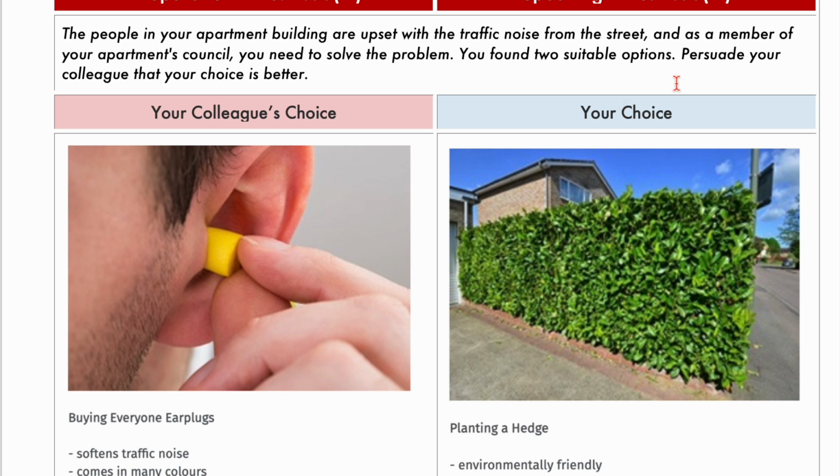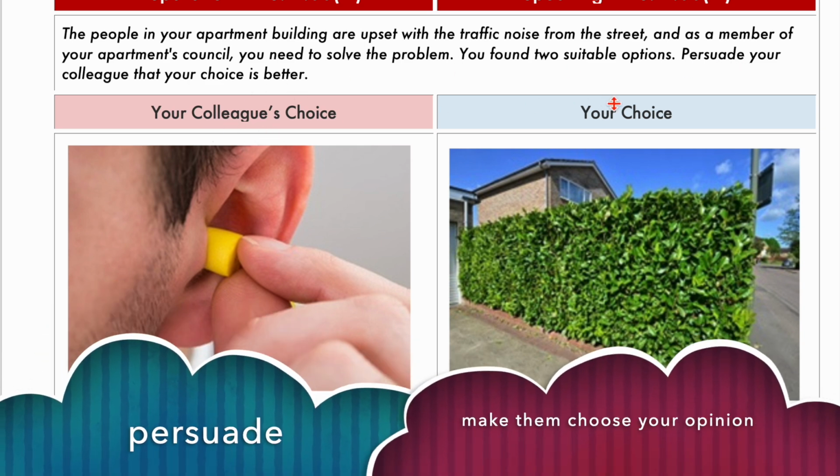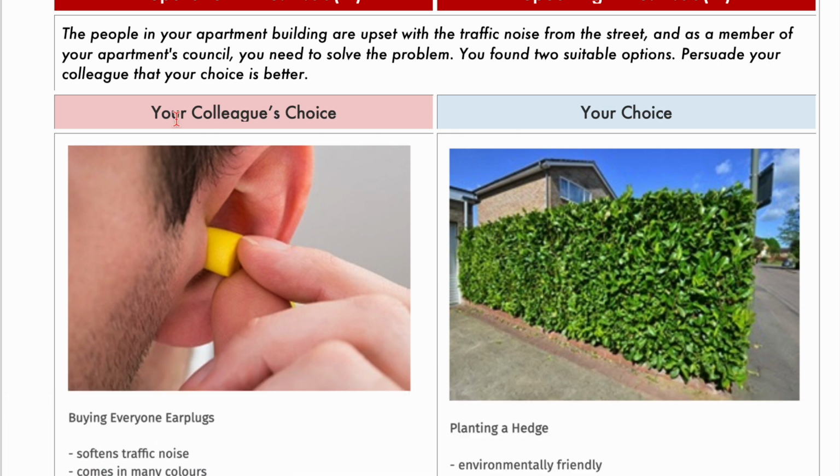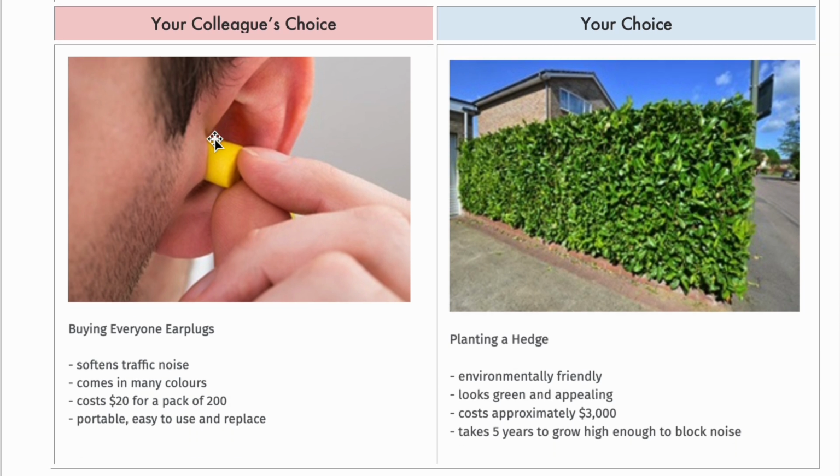Now it says persuade, convince, make your colleague choose your choice, or tell your colleague that your choice is better. Okay? So then, let's read. What is our choice? Planting a hedge. So this is the hedge right here.